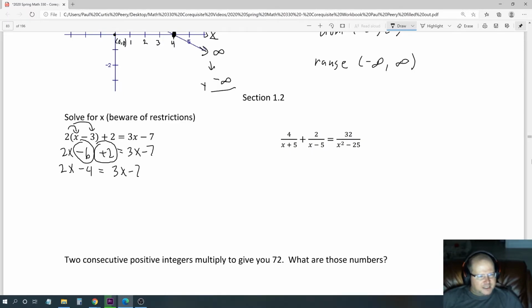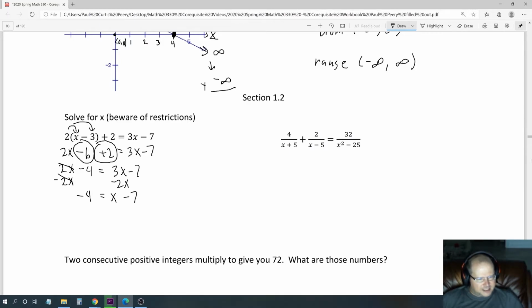If you don't want to deal with negatives, we could, for instance, subtract 2x from both sides and get all our x's on the right side. That's fine. But there's nothing wrong if you want to do it the other way as well. So the 2x's cancel out. It leaves you a negative 4 on the left, and 3x minus 2x is just 1x, or just x, with an implied or understood 1 coefficient, minus 7.